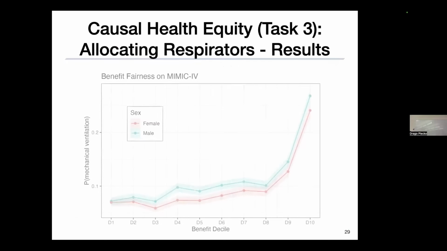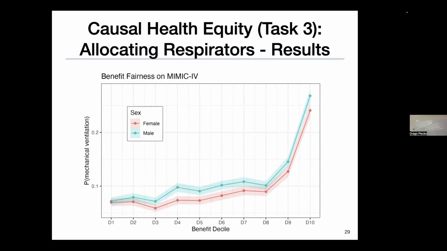So what we do to analyze this, we go into the MIMIC-4 data again, and we group patients by the benefit deciles. So it means that in every decile, people are roughly equally sick, right? And on the y-axis, we plot the probability of being given mechanical ventilation, right? And what you observe is that in every decile of this population, men are more likely to be treated than women. So what that means is that at equal benefit rates, men are more likely to be treated. So our principle of equal treatment at equal benefit is violated in this data, seemingly.